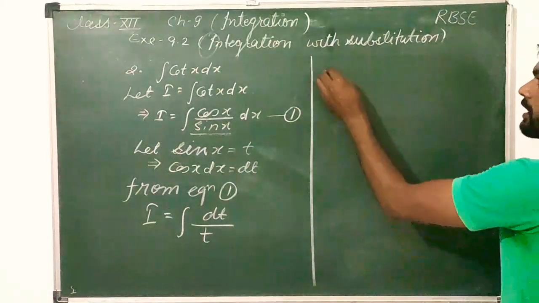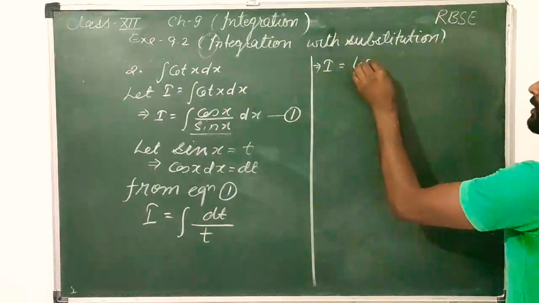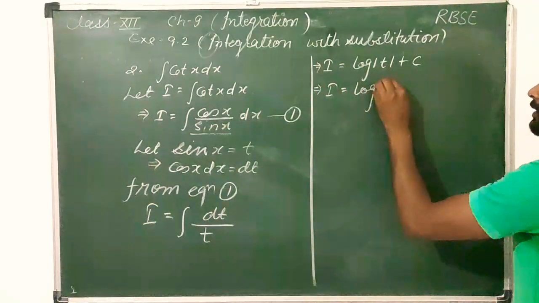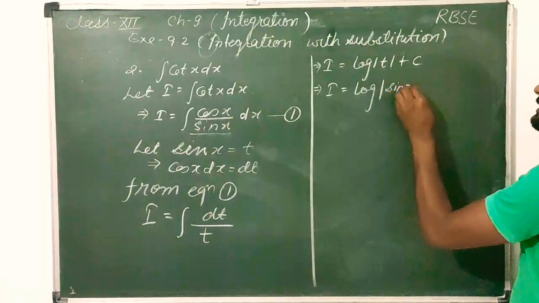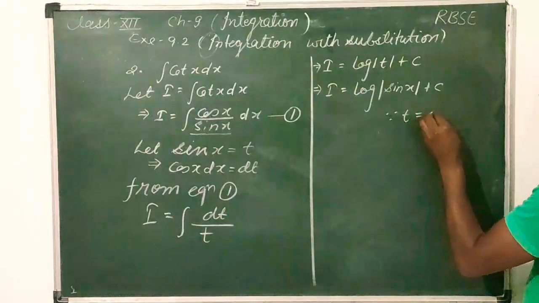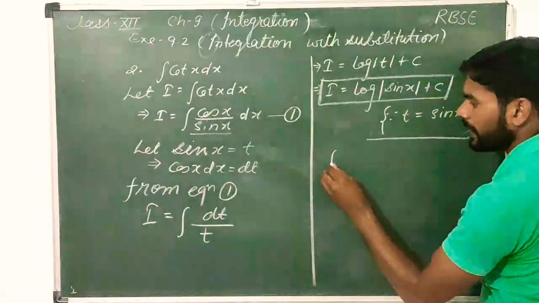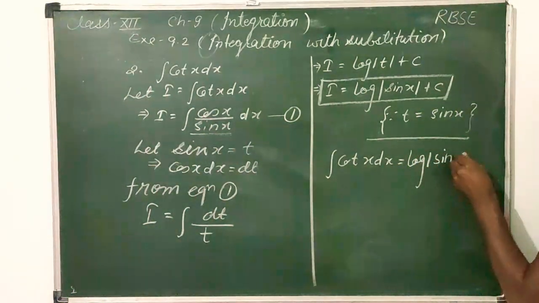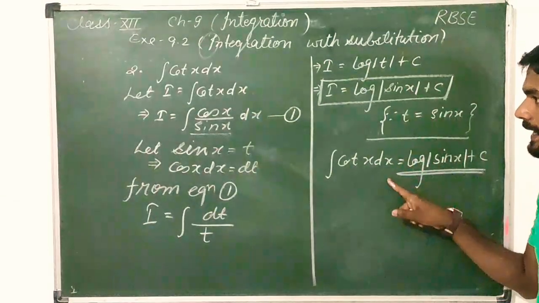Next, I is equal to integration of 1 upon t, which will be log of t plus c. Finally, I is equal to log t, and t is sin x, so log sin x plus c, because t is equal to sin x. So the final answer of integration of cot x with respect to x will be log sin x plus c.